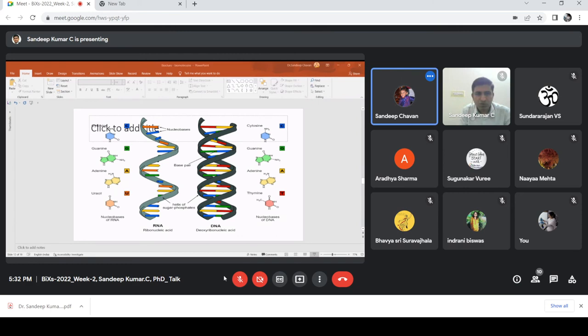Apart from that, most of the time RNA is a single stranded molecule, whereas DNA is mostly a double stranded molecule. DNA is the major genetic material, whereas RNA is an informational carrier. It will carry the information from DNA to the rest of the cell that will allow the synthesis of proteins.